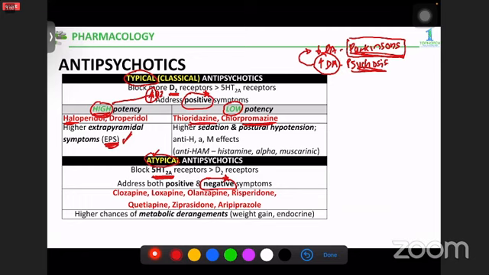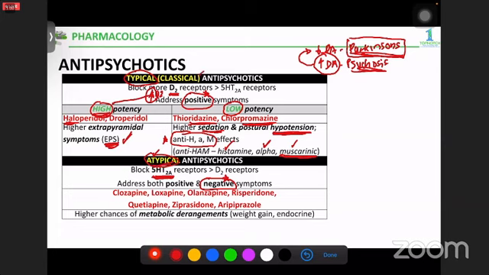Ang problem, may anti-HAM effect. So remember nyo to. Anti-HAM, meaning antihistamine, kaya inaantok, sedation. Alpha blockade, baba ang BP, hypotension. Muscarinic blockade is magkakaroon ka ng anti-muscarinic effects, so pwede magkaroon ng dry eyes or dry mouth. So, anti-muscarinic. How about your atypical naman?